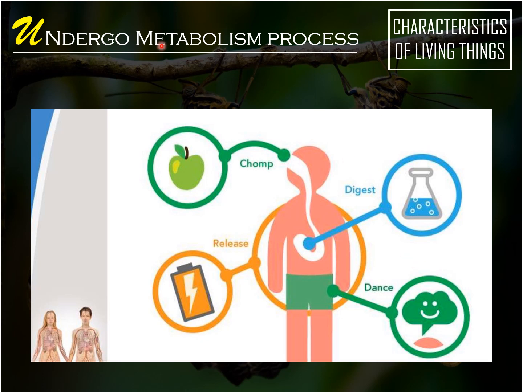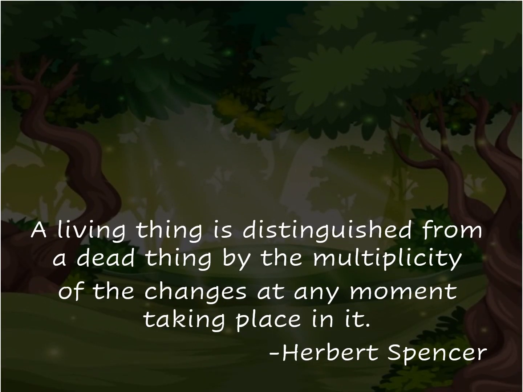Meaning to say, when we speak about metabolism, it encompasses the ability of living organisms to use and process energy from the environment. These are just some of the different characteristics of organisms for them to be considered as an alive entity. We must remember that a living thing is distinguished from a dead thing by the multiplicity of changes at any moment taking place in it, by Herbert Spencer.